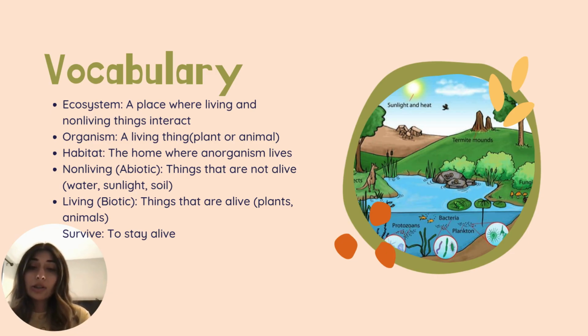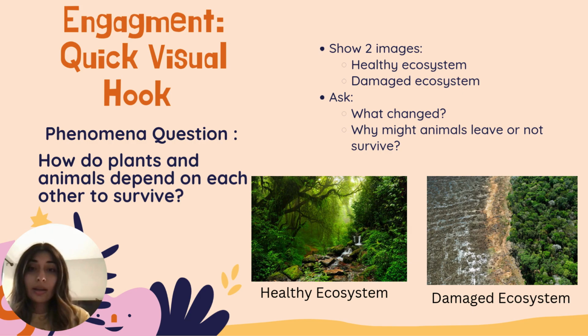Okay, now we are going to move on to our engagement. Our phenomenon question is: how do plants and animals depend on each other? We have two images, a healthy ecosystem and a damaged ecosystem. Let's look at the first one. Raise your hand if you think this is a healthy ecosystem or a damaged ecosystem. This one right here, you're right. This is a healthy ecosystem.